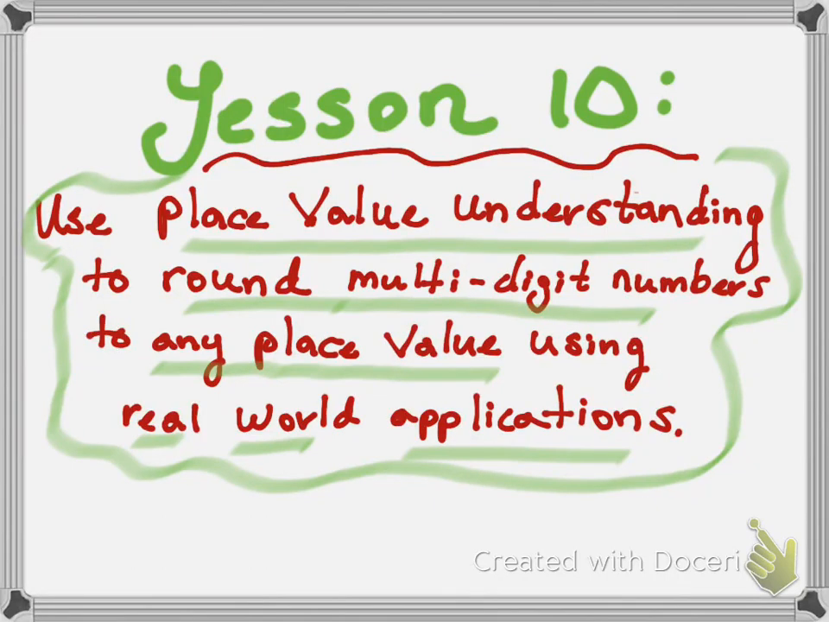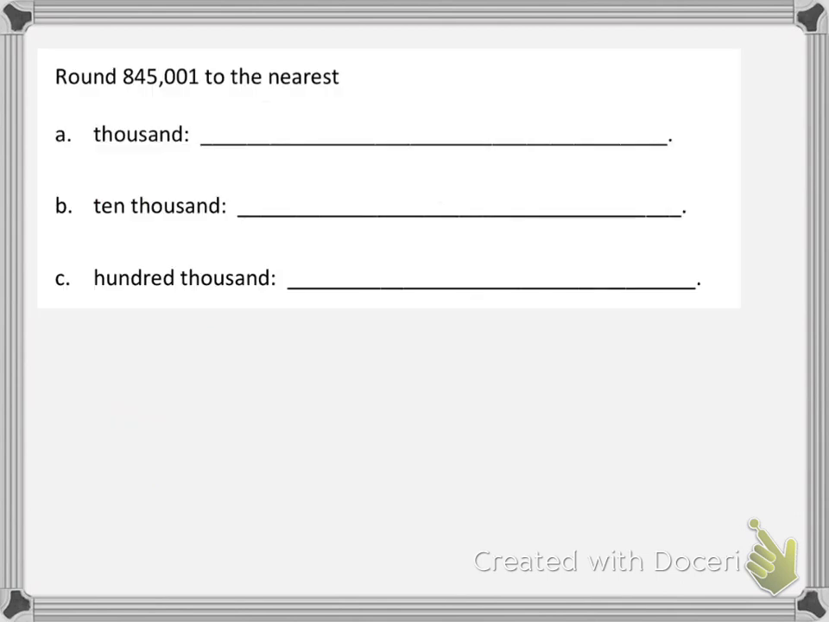Use place value understanding to round multi-digit numbers to any place value using real-world applications. Alright, so we're going to be focusing on this number, 845,001, to the nearest 1,000, then 10,000, and then 100,000. So I'm going to write this number 3 times, since we have to round it to different places 3 times.